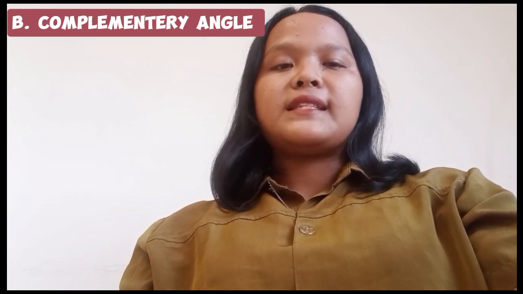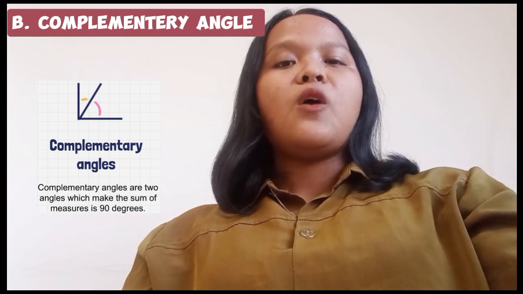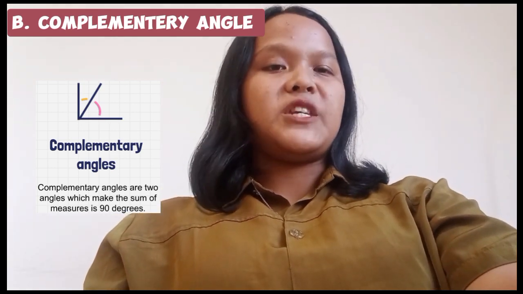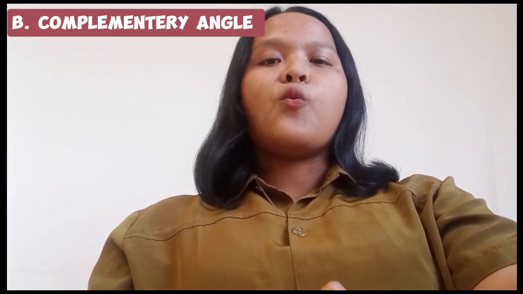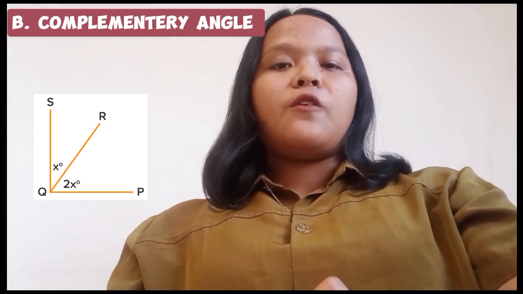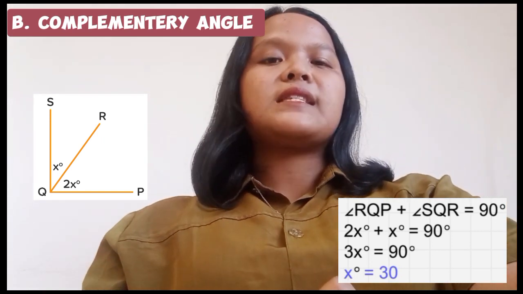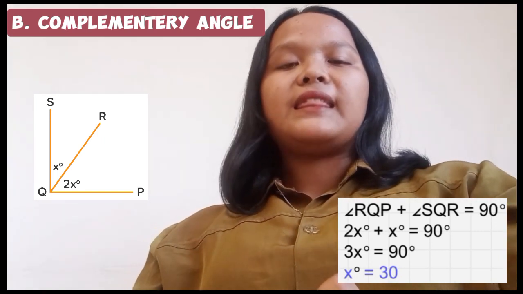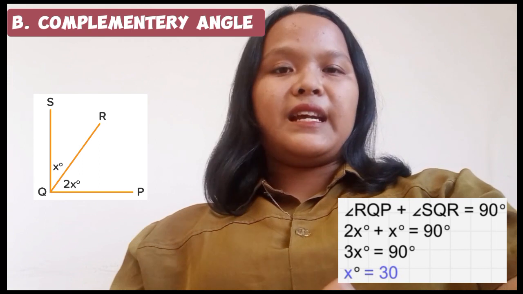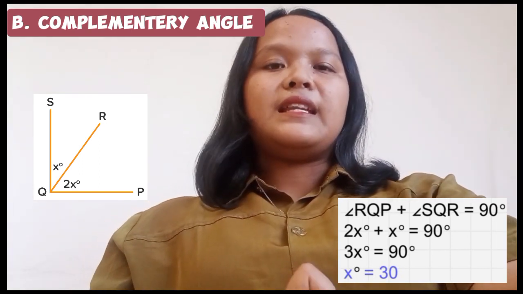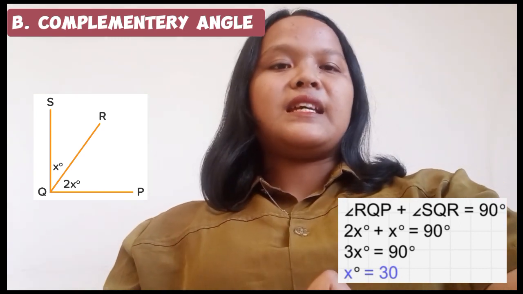Second, complementary angle. Complementary angles are two angles which make the sum of measure 90 degrees. For the example, we can see the picture. From the picture, 2x degrees plus x degrees equal 90 degrees. And then 3x degrees equal 90 degrees. And then x equal 30 degrees.